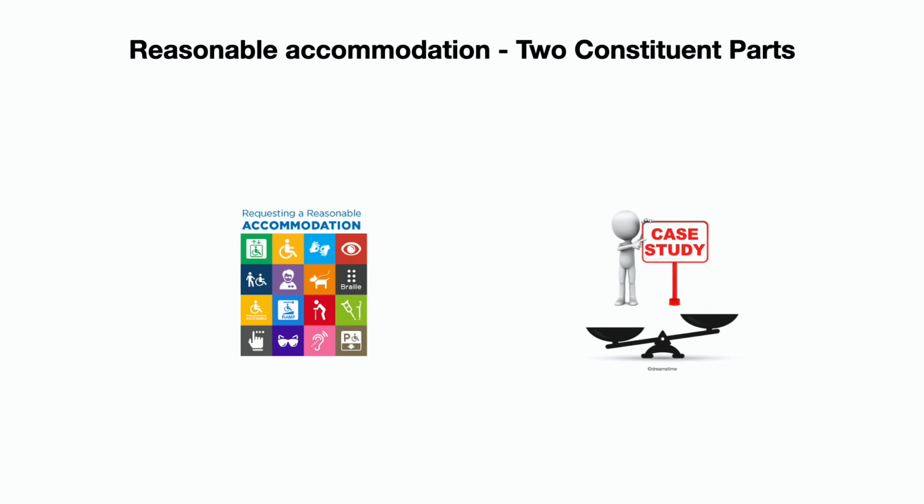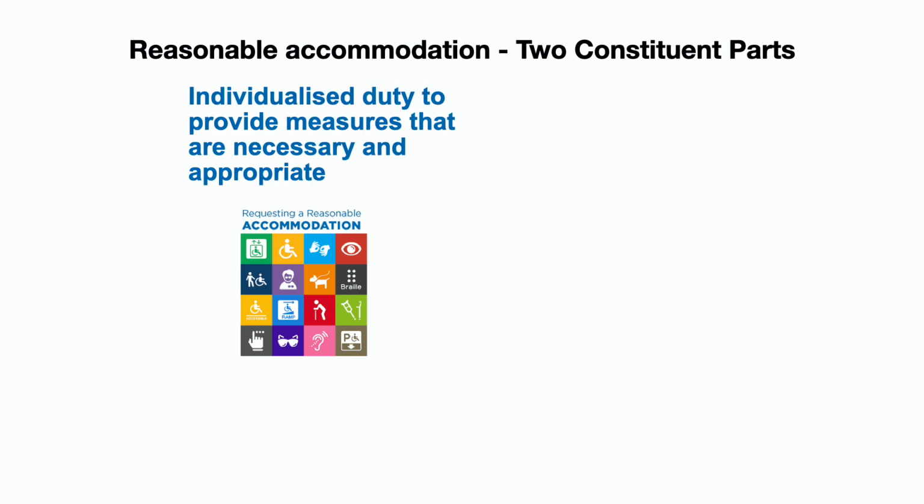The duty to provide reasonable accommodation can be broken down into two constituent parts. In the first instance, there is a duty to provide a modification or an adjustment that is necessary and appropriate where it is required in a particular case. It imposes positive obligations to identify barriers in the way of a disabled person's enjoyment of their human rights and to take appropriate steps to remove them.